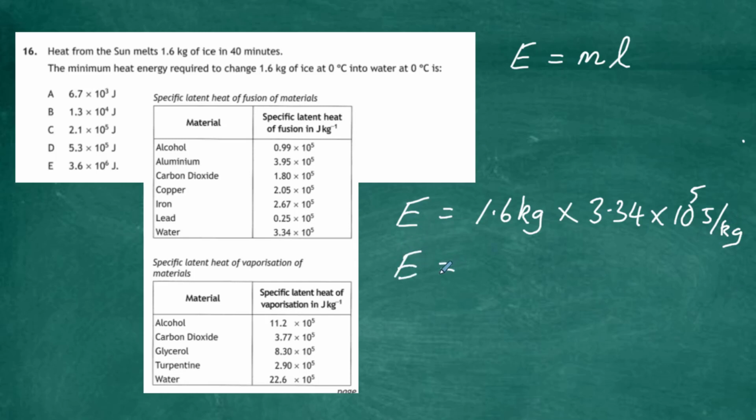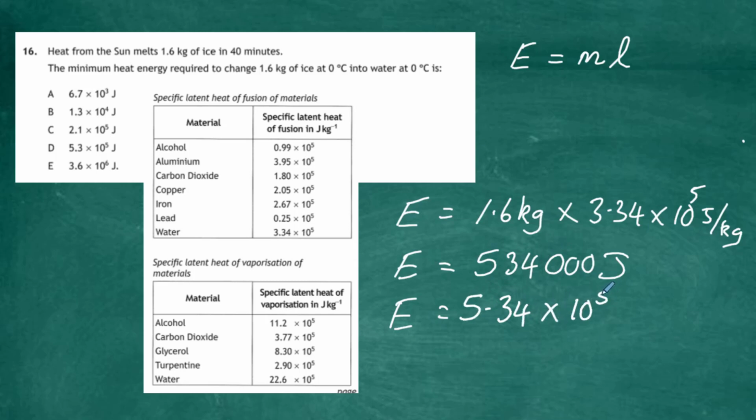We end up with the following answer: 534,000 joules. But if you look carefully, it's not going to give you that answer. It's going to give you the answer in standard form. So we have to change this into standard form. So E is equal to, start here, 1, 2, 3, 4, 5. So it's going to be 5.34 times 10 to the power 5 joules.